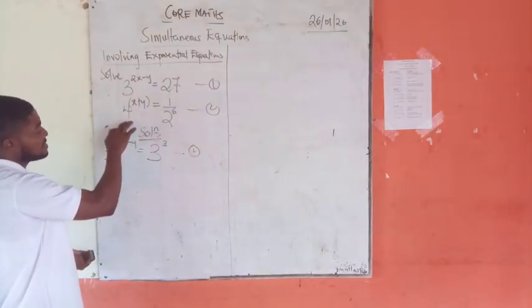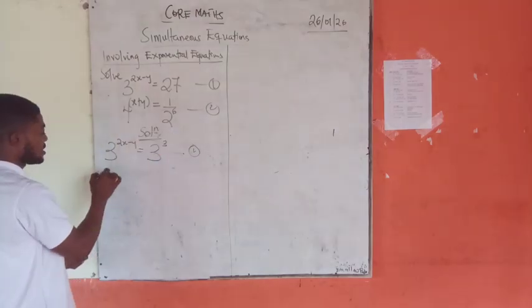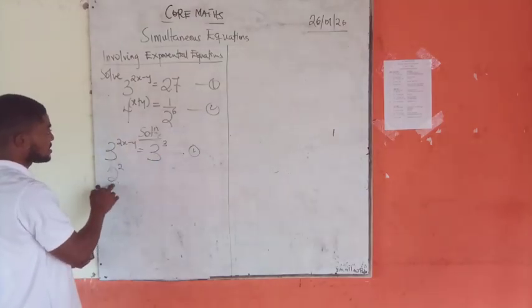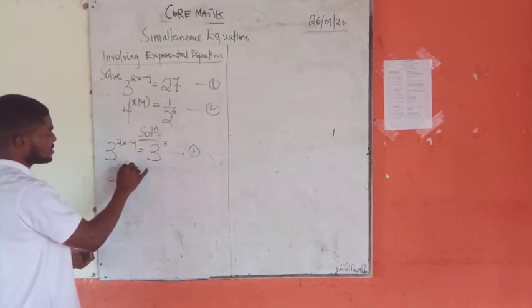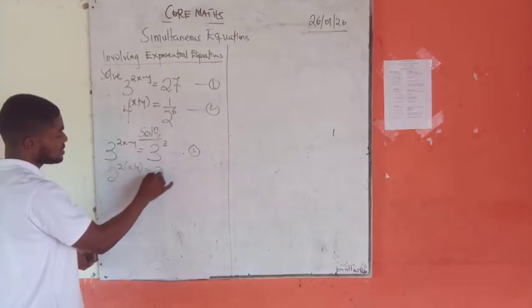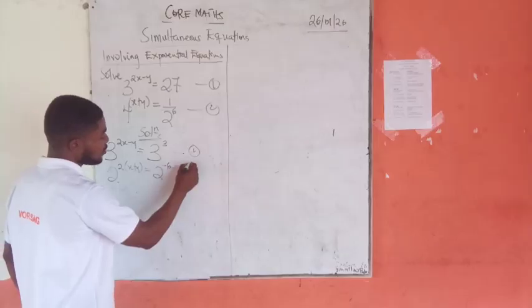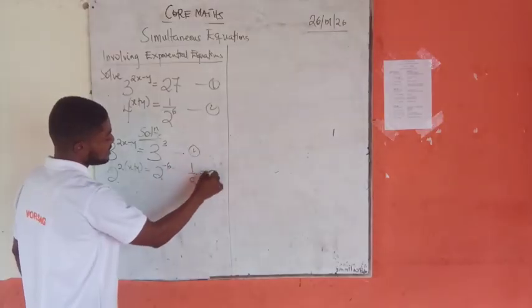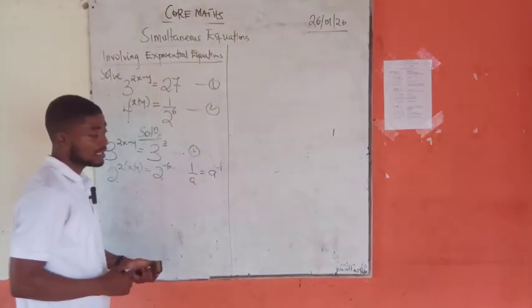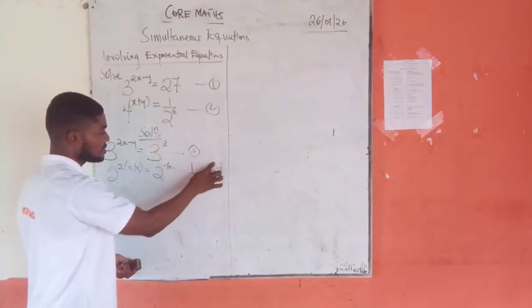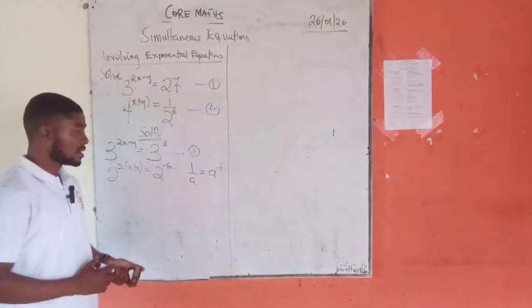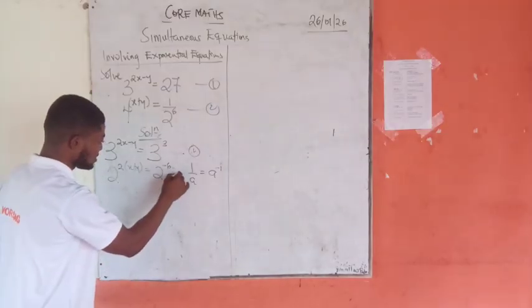So we can try and express this in terms of this one. We have 2 raised to the power 2, which is giving us 4, times x plus y, should give us 2 raised to the power negative 6. In indices, we're told that when you have 1 over a, it is the same as a raised to the power negative 1. So that is what I just applied over here. I can call this equation 2.